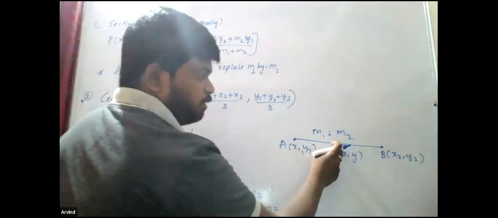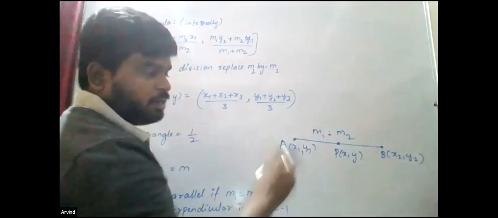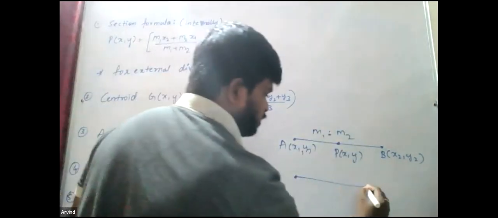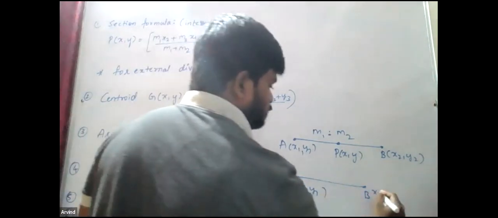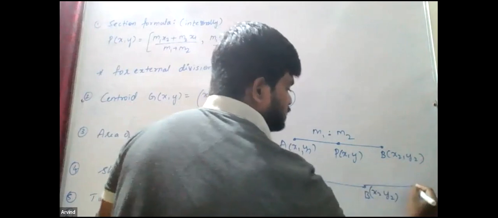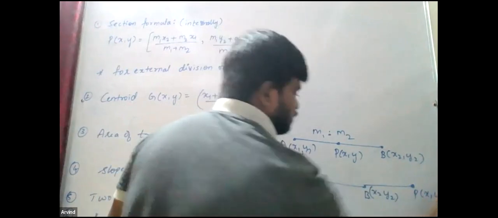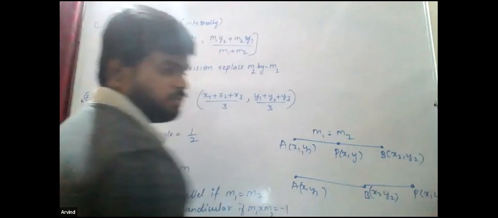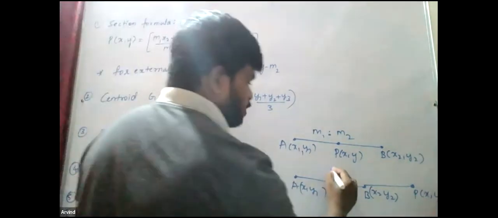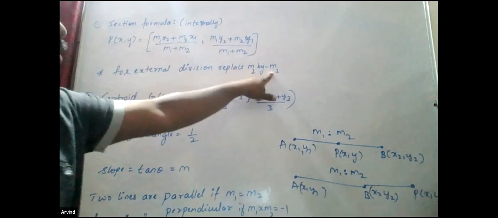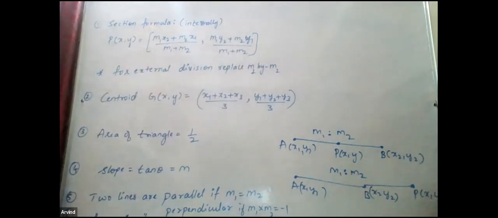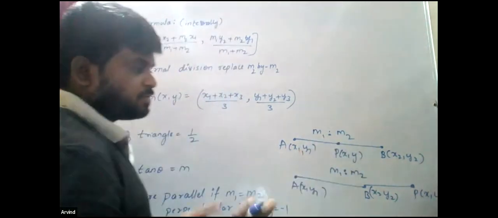Externally means if the point lies between the two points, it is internal. If it is outside, something like this. Let's say the point is x1, y1, and this point is x2, y2, and there is another point P which is outside. Now if it is dividing in the ratio, again m1 is to m2, then the same formula, you just need to put minus instead of plus. Later on I'll give you time, you can take a screenshot and note it down. See here, internal and external division, there is no confusion.